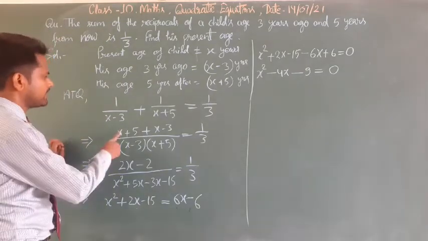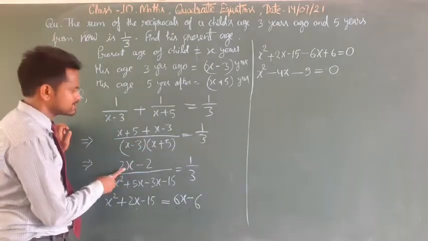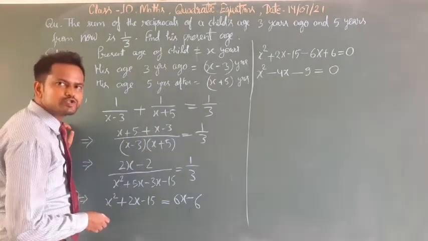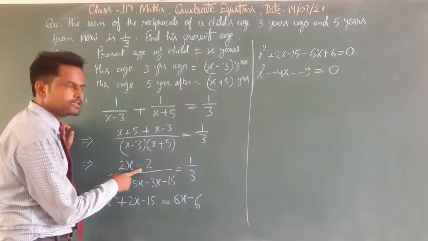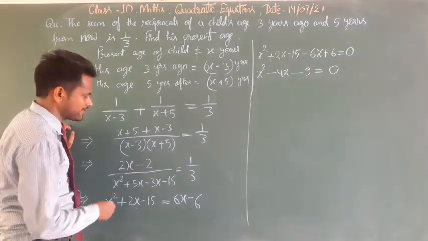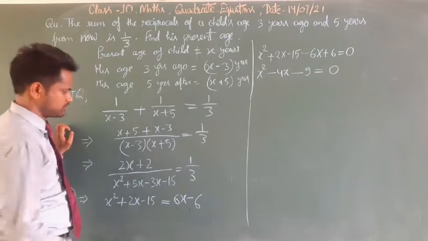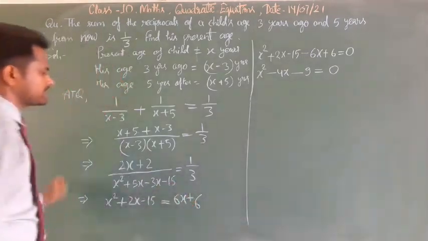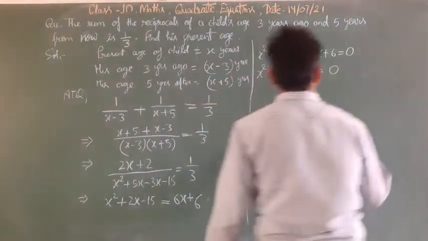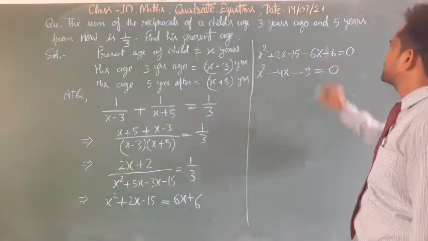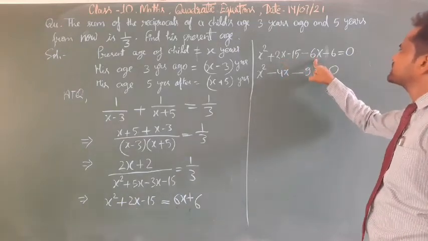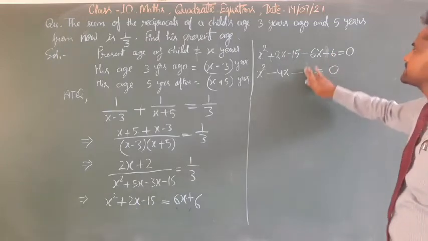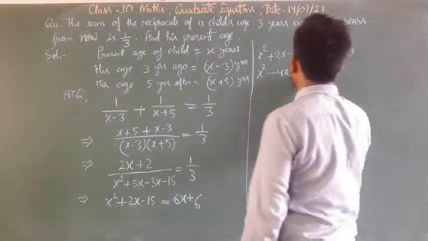Yes, x plus x, that is 2x, and plus 5 minus 3 will be plus 2, and here it is written minus 2. So you have to correct it, that is plus 2. Okay. So this is plus 6, and now this will become minus 6. And 2x minus 6x, that is minus 4x, and minus 15 minus 6, that is minus 21.